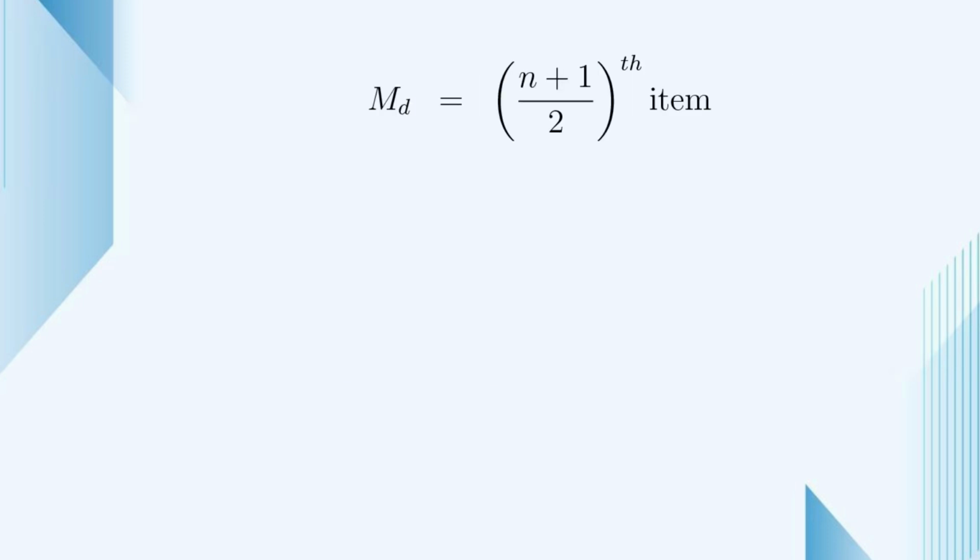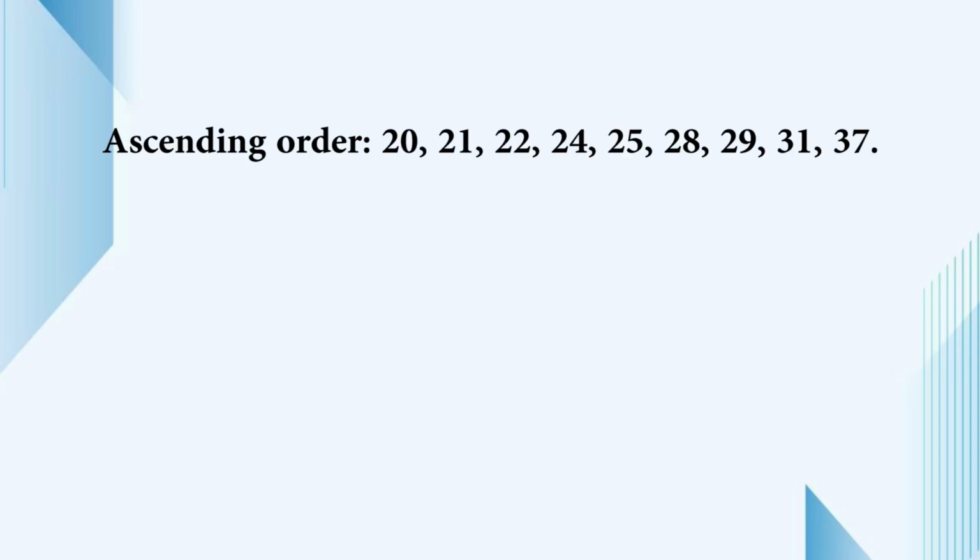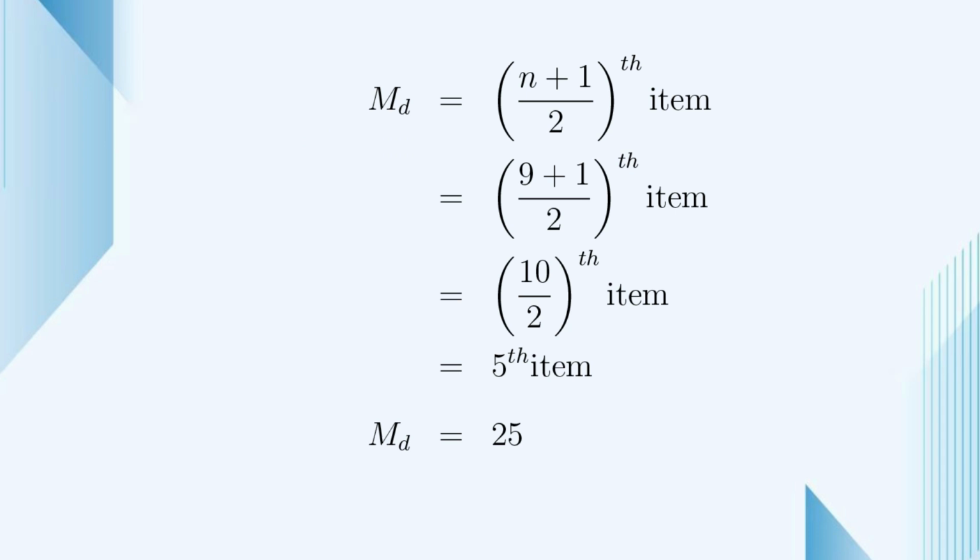Median is n plus 1 by 2th item. Here n is equal to 9. So we have 9 plus 1 by 2th item. It is 10 by 2th item, that is 5th item. Now in the arranged data, look into the 5th item value, that is 25. Hence the median of the given data is 25.